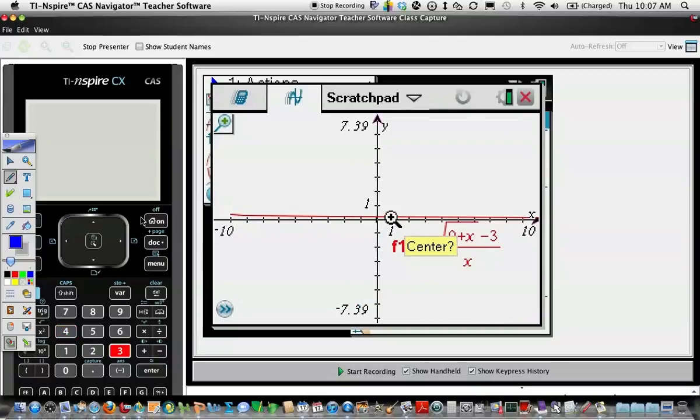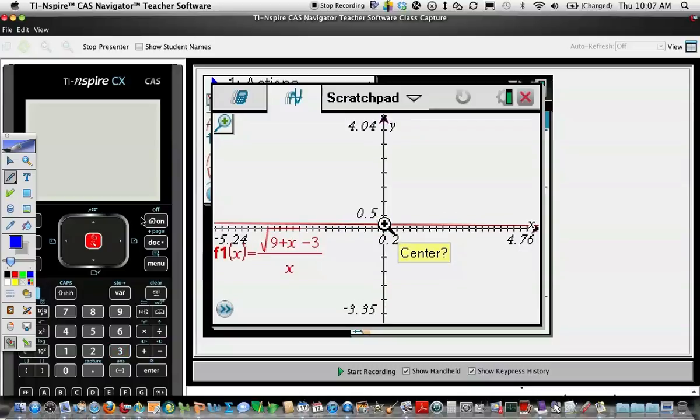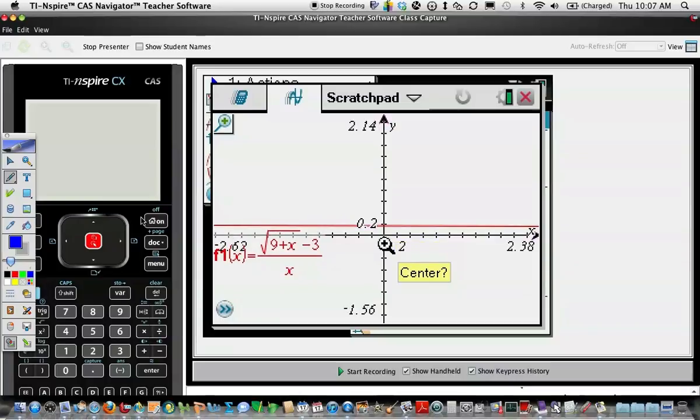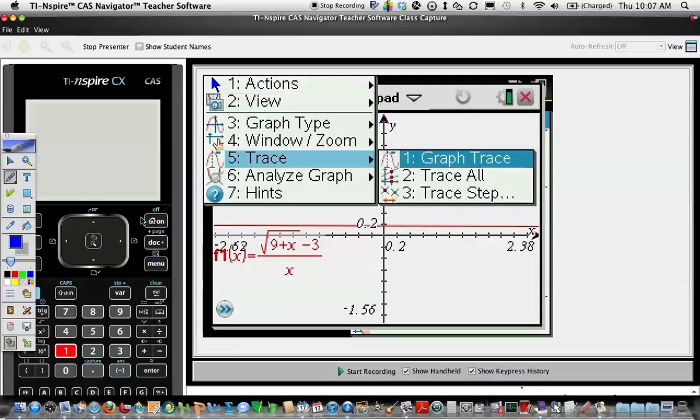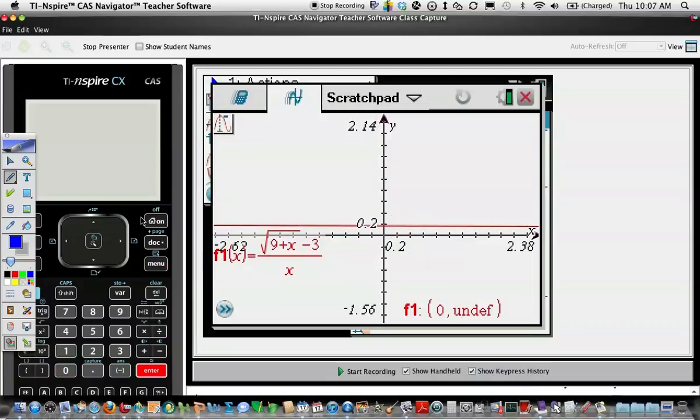Okay, and just zoom in right at the y-axis there. Okay, zoom in a couple times just for good measure. Okay, trace at 0 again now. Yeah, I could have done the trace step. Yep, I could have done that too. Okay, trace to the left a little bit. 0.168. No, that's not enough.